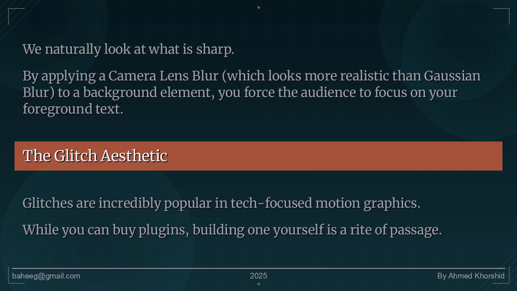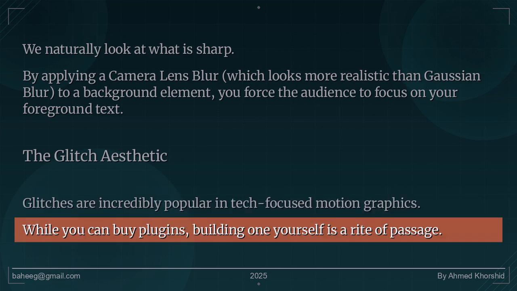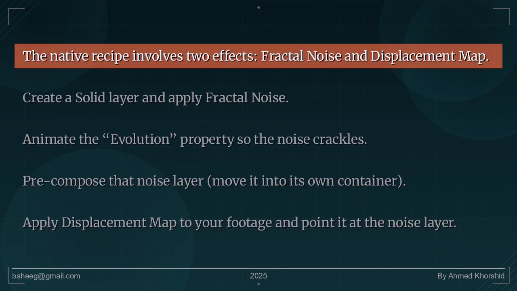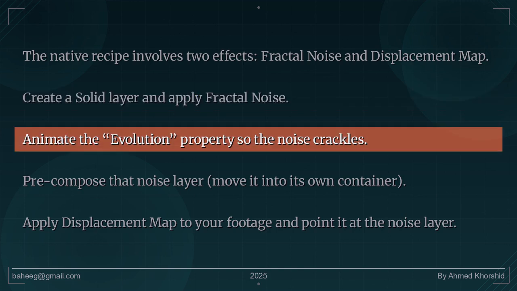The glitch aesthetic. Glitches are incredibly popular in tech-focused motion graphics. While you can buy plugins, building one yourself is a rite of passage. The native recipe involves 2 effects: fractal noise and displacement map. Create a solid layer and apply fractal noise. Animate the evolution property so the noise crackles.